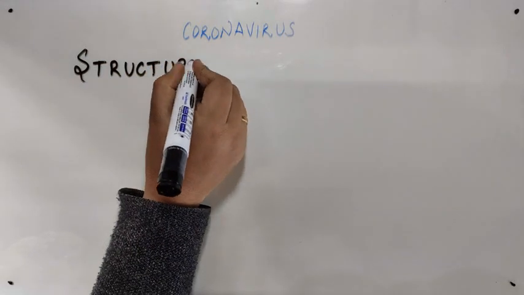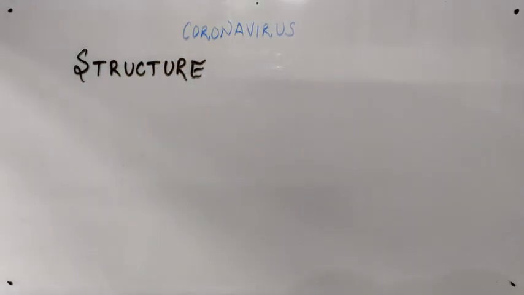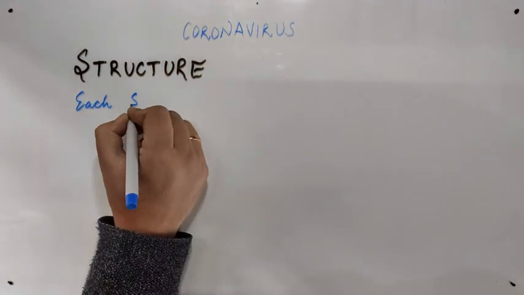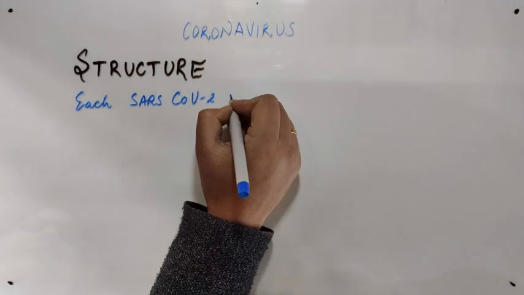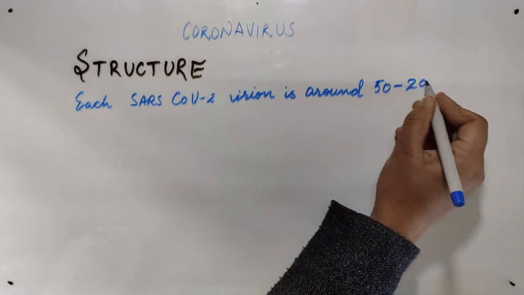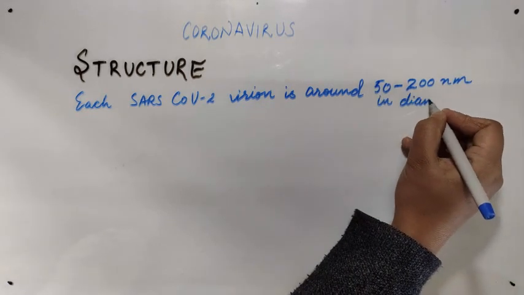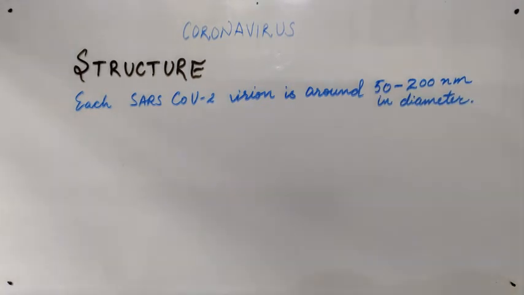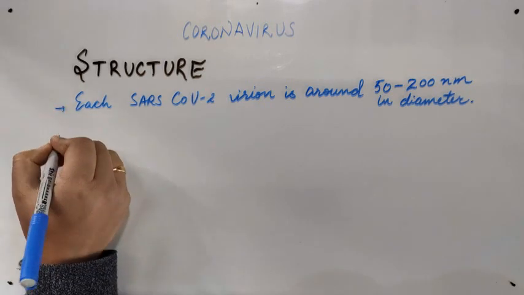Let us study about the structure of the coronavirus, that is novel coronavirus or SARS coronavirus 2. Each SARS coronavirus 2 virion is around 50 to 200 nanometers in diameter.